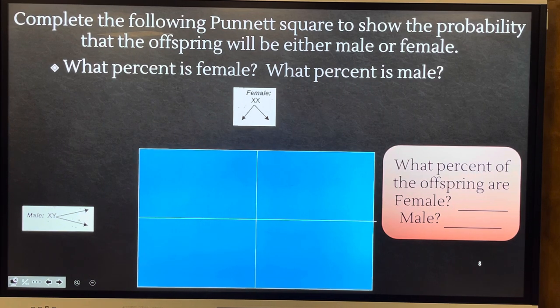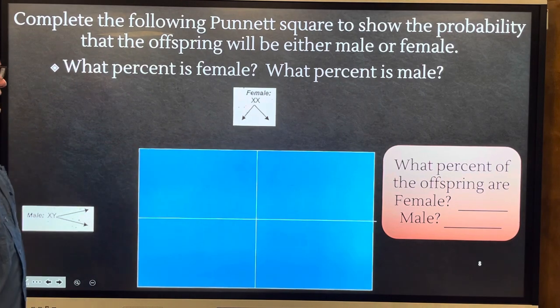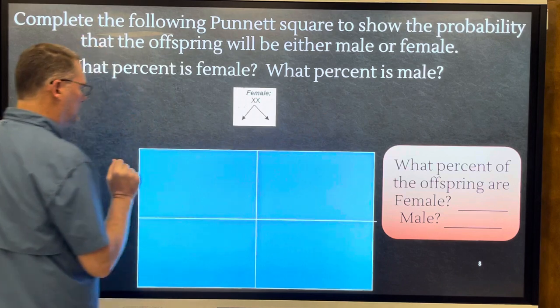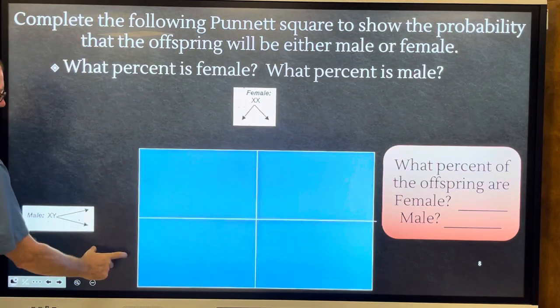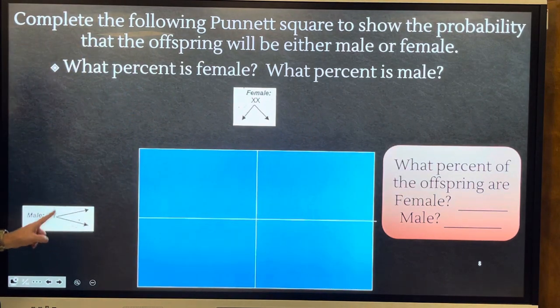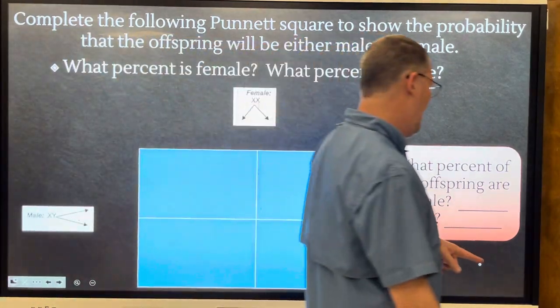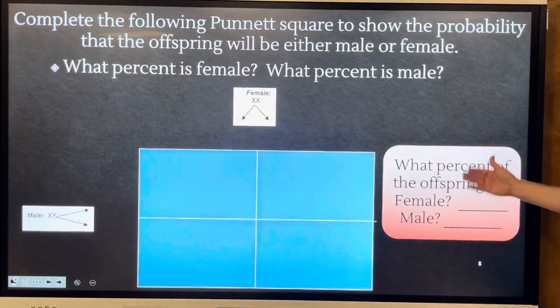So if you look at the top, in this case, the female is on the top and the male is on the sides, because it doesn't really matter. So what percent is female, what percent is male? So if you have to fill it in, put X and X here and X and Y here, because remember the male is the one that carries the chance of having a Y, okay? And then you're gonna be able to tell what percentage is.